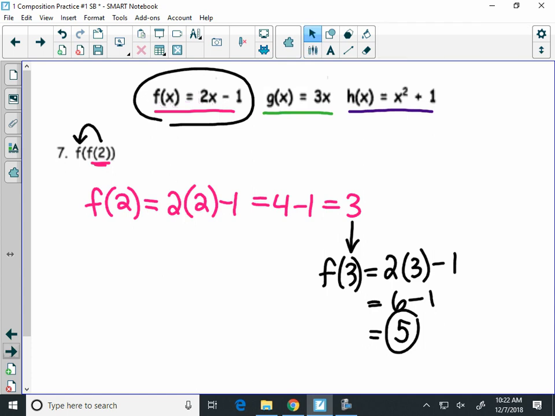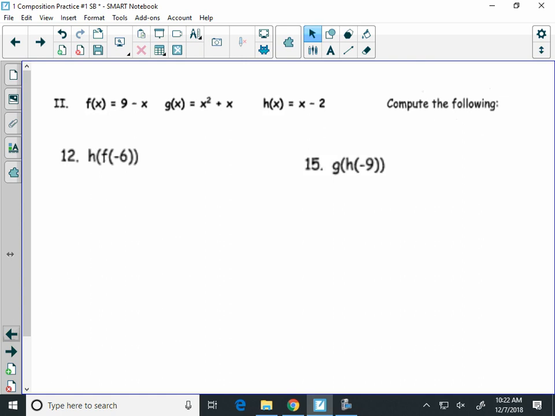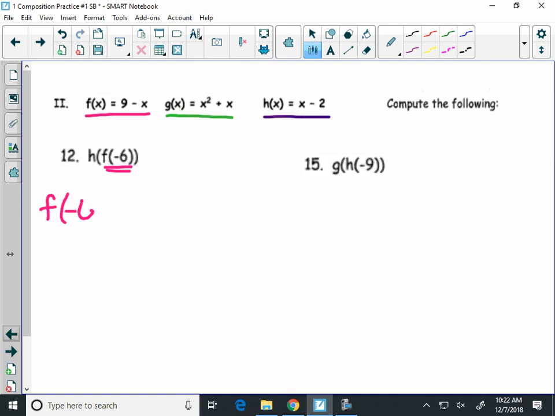Let's look at number 12. We're switching functions this time. 12 and 15, these two use the same functions. All right, this time we have f of x is 9 minus x, g of x is x squared plus x, and h of x is x minus 2. For 12, when I find h of f of negative 6, you start on the right. And we're going to start here with f of negative 6, going into the function of f. I'm going to put negative 6 in for x.